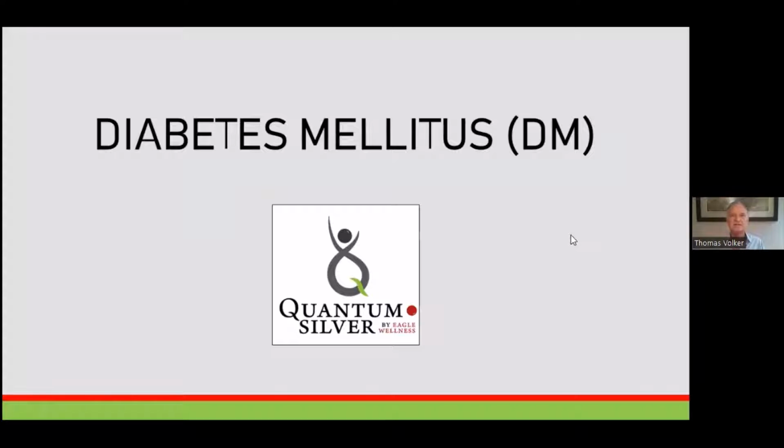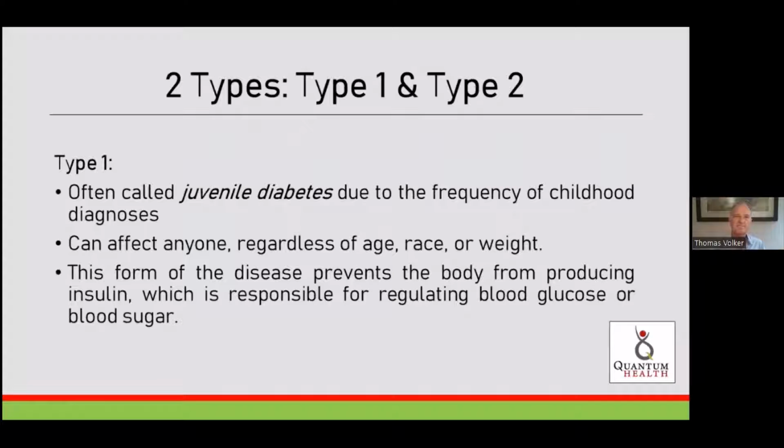Right, diabetes mellitus, or the abbreviation, as you can see there, it's just DM. So there are two types that most people also know about. And the type 1 is often called the juvenile diabetes due to the frequency of childhood diagnosis. So very commonly, people are born with this type 1 diabetes, or it's diagnosed very early. However, one has discovered that this diabetes type 1 can affect anyone regardless of age, race, or weight. It's not specific to that.